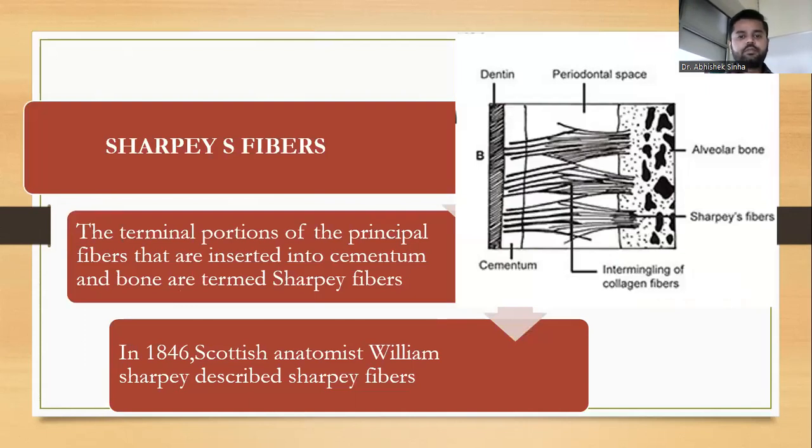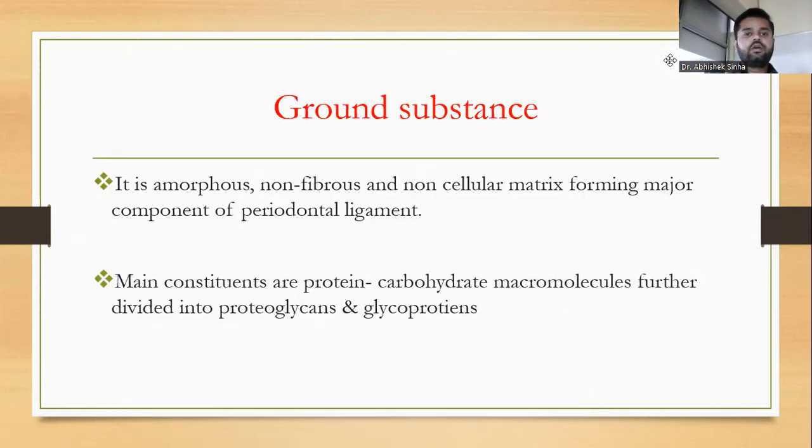Then you have Sharpey's fibers. So what are Sharpey's fibers? They are the terminal portions of the principal fibers which are inserted into the cementum and bone. They are called Sharpey's fibers. The terminal portions of the principal fibers inserted into the cementum and the bone are called Sharpey's fibers. In 1846, Scottish anatomist William Sharpey described these fibers and hence they are called Sharpey's fibers.